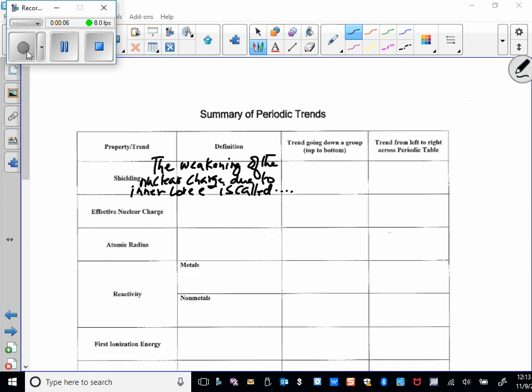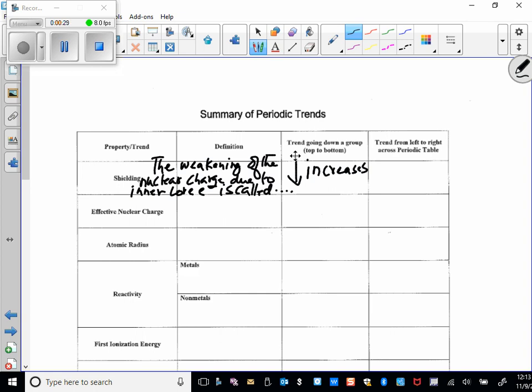The periodic shielding effect decreases, or sorry, increases going down. Is that right? So the number of rings increases, which means shielding effect increases, or core electrons increase. All right. So Sarah and Owen can't answer.